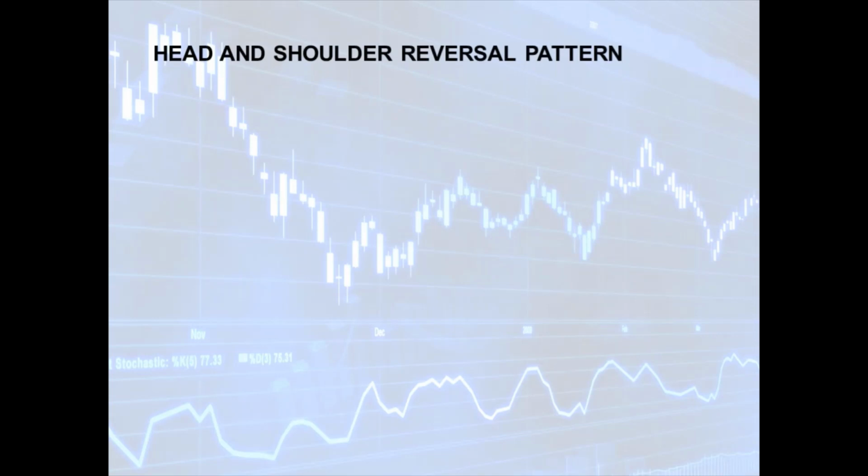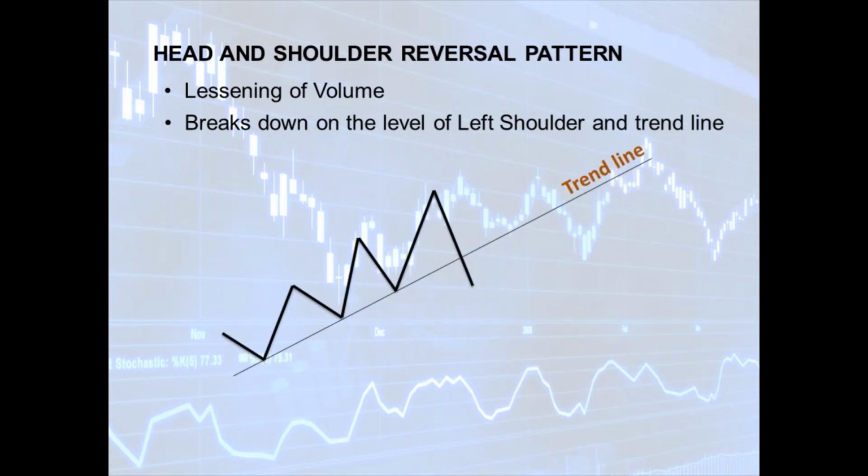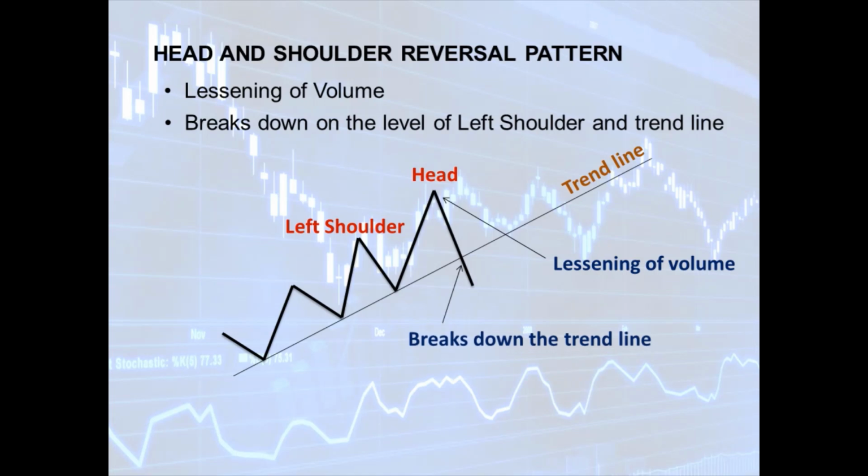The head may not be as high as shown in the illustration, depending on the weakening of the trend. If you see a lessening of volume on the rise of the head, as compared to the volume rising to the left shoulder, this might tell you to watch out for a possible change in the market trend. Then, the decline from the head breaks down through the trend line and also falls below the level of the peak of the left shoulder.